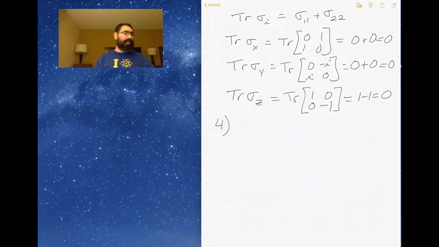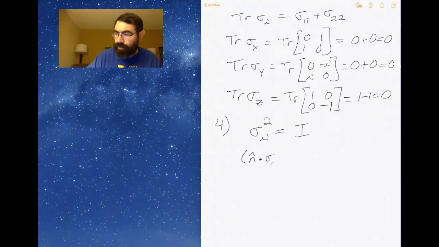Okay, so property 4. Property 4 says that the square of any Pauli spin matrix is the identity. So the square of any Pauli spin matrix is equal to the identity. So that'll come in handy. Or we could write this down as, if you just look at the dot product of all three components, squared is equal to the identity.